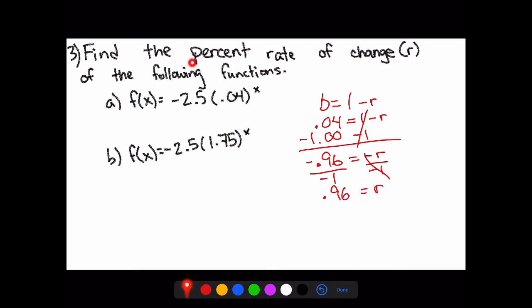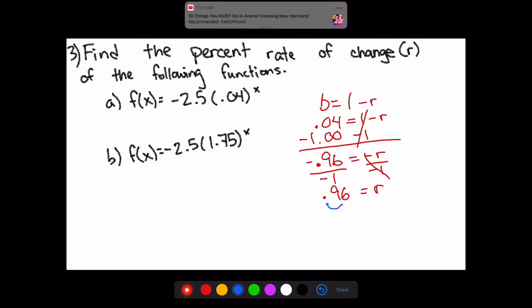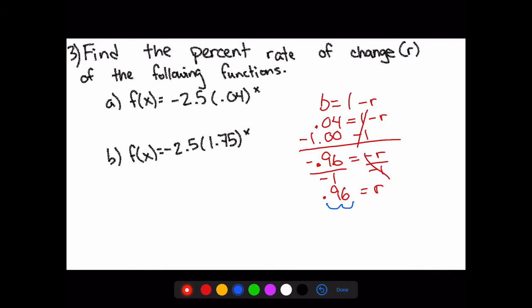Lastly, we can't forget that this is a percent rate of change, so this needs to be written as a percent. So I take my decimal place and I move it 2 places to the right, giving us 96% equals r. And again, this is a growth function here. Or sorry, this is decay. I misspoke. This is decay, so we want to make sure that we know that this is a decay function, a 96% decay of our value.